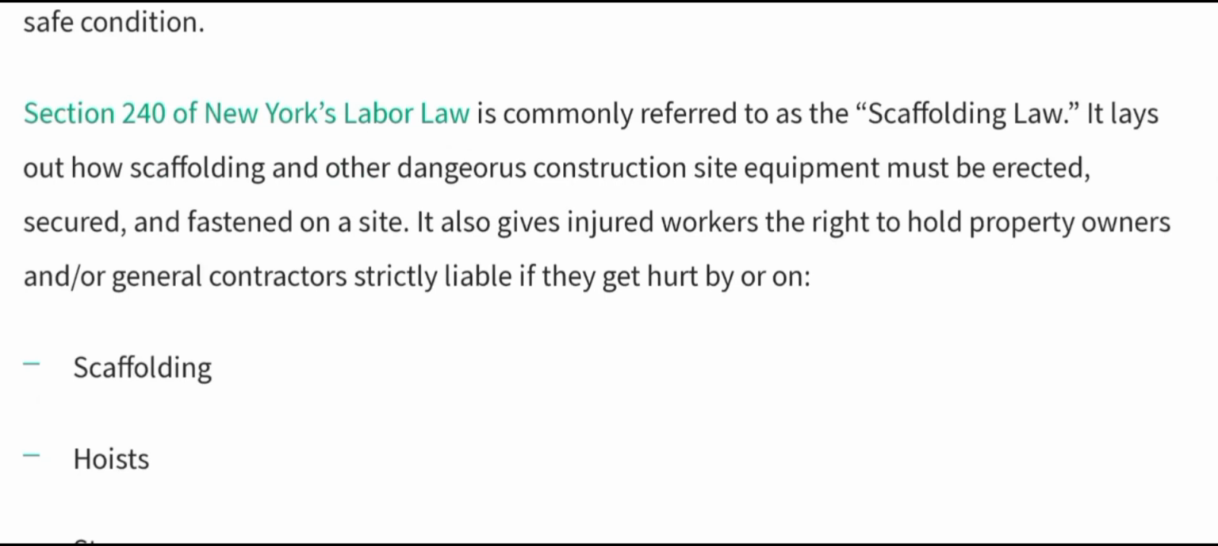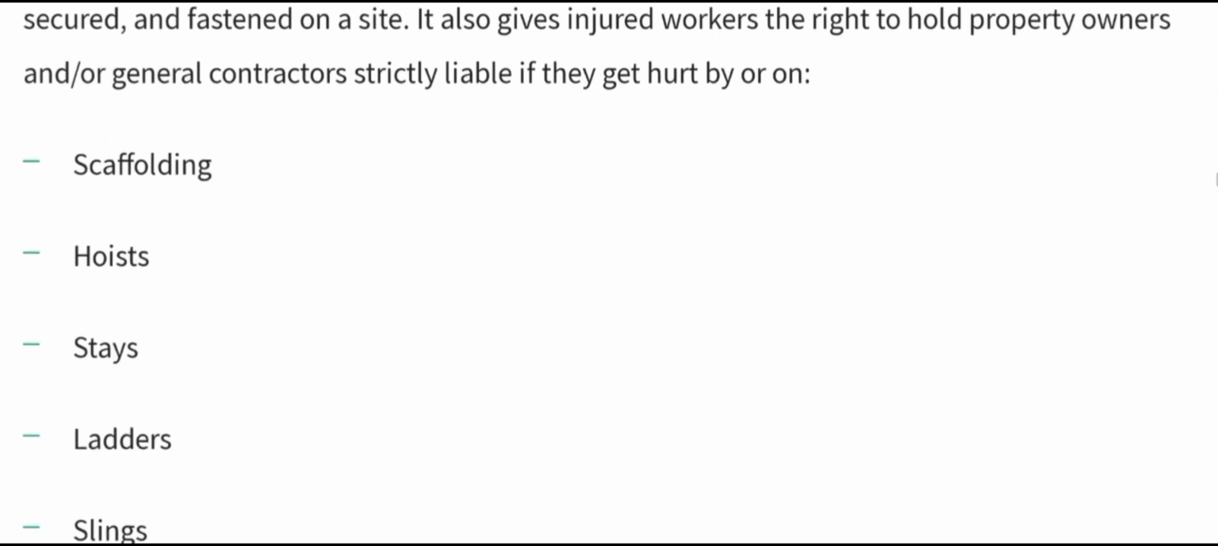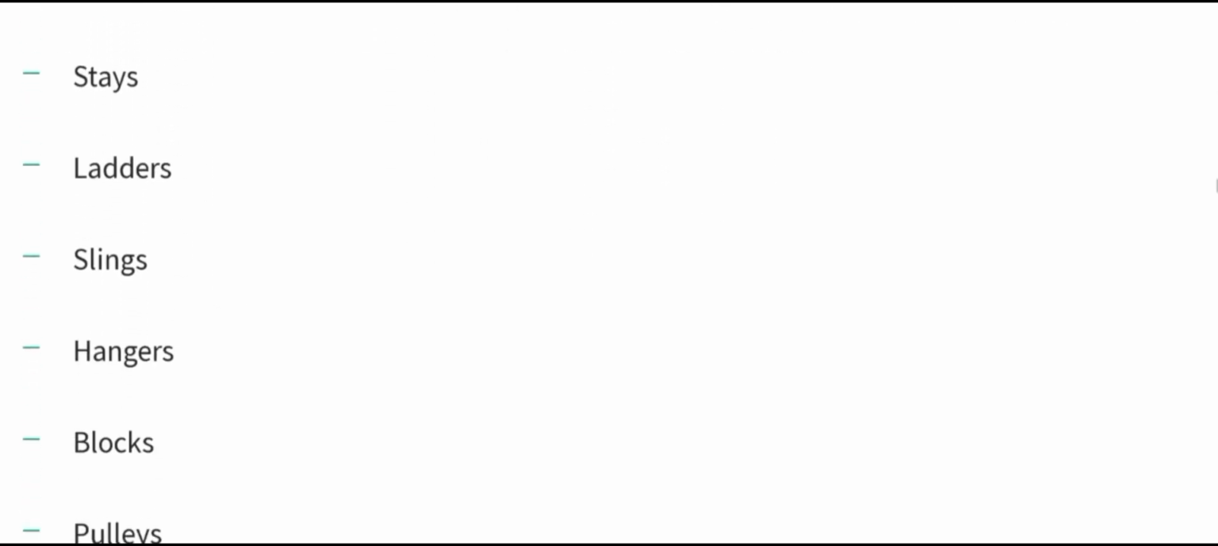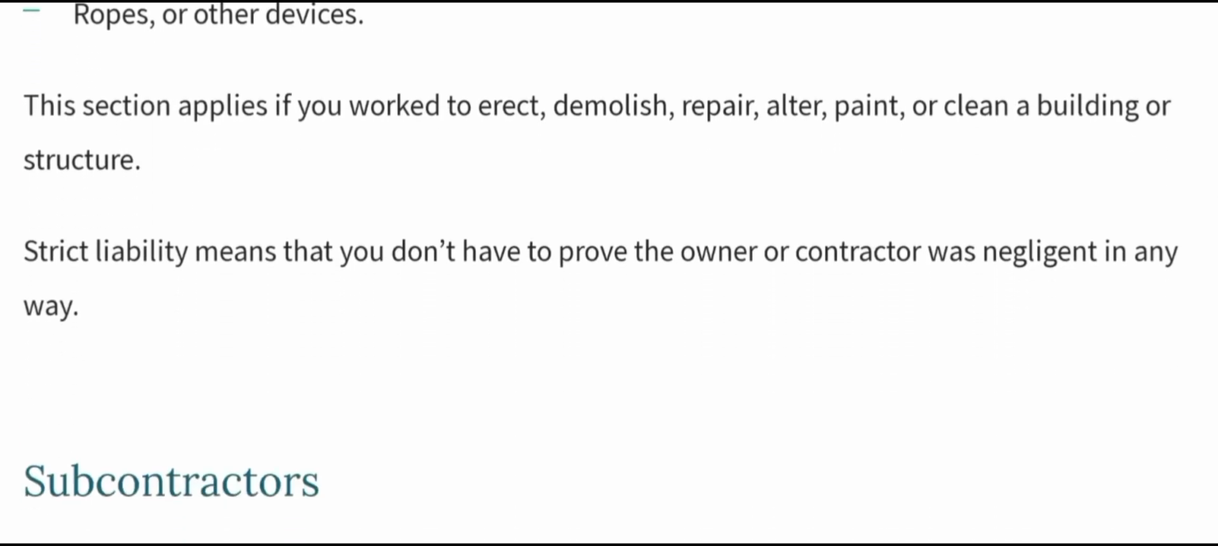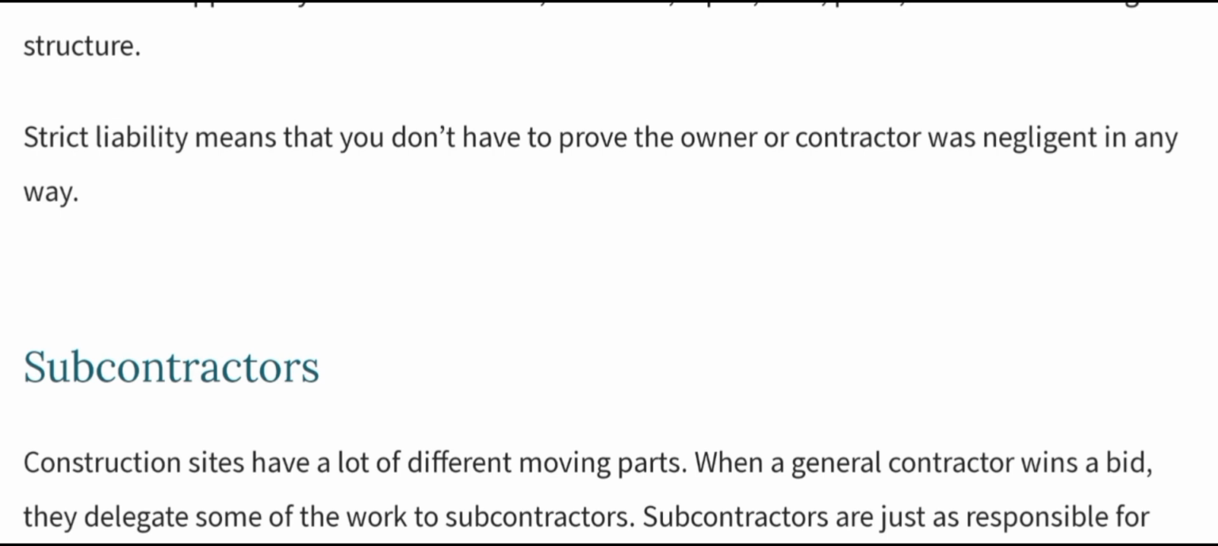Section 240 of New York Labor Law, commonly referred to as the scaffolding law, lays out how scaffolding and other dangerous construction site requirements must be erected, secured and fastened on a site. It also gives injured workers the right to hold property owners and/or general contractors strictly liable if they get hurt by or on scaffolding, hoists, stays, ladders, ceilings, hangers, blocks, pulleys, braces, iron props, or other devices. This section applies if you work to erect, demolish, repair, alter, paint, or clean a building or structure. Strict liability means that you don't have to prove the owner or contractor was negligent in any way.